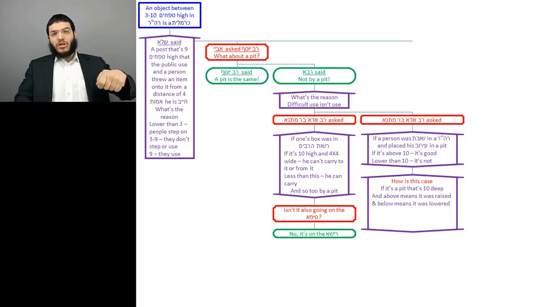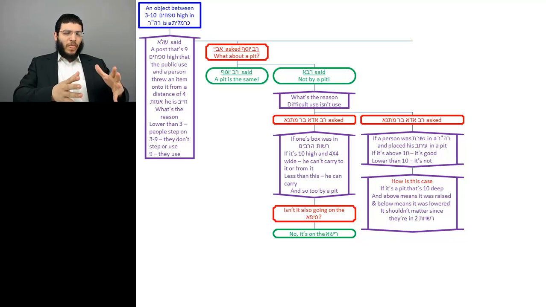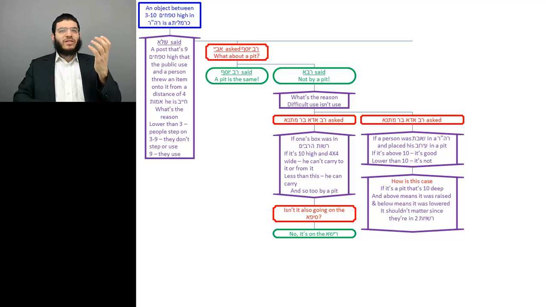And below means that it was lowered, and it was with lower than 10 tefachim in the pit. If that's what we're going to explain, it means that when the Brisa says above and below, it refers to the Eruv being raised or lowered. That won't make any sense. Why not? It shouldn't matter since they're in two rishuyos. A pit that's 10 tefachim or deeper and 4 by 4 tefachim wide is a rishus hayachid. Whether the actual Eruv is lowered in the pit or raised in the pit doesn't matter.